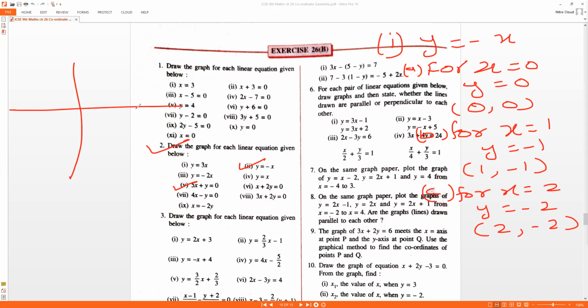So take the points accordingly and draw the line. I'm very sure you should get a line like this. Check. Exactly 45 degrees. This should be 45 degrees inclined. Y is equal to -x. Yes, sir, the line comes like this. Is this the line? Yes.